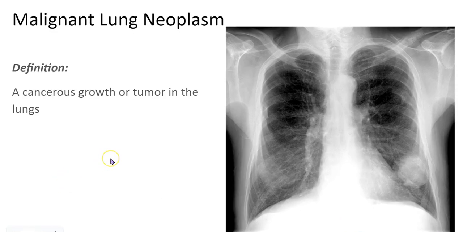So let's look at a malignant lung neoplasm. A malignant lung neoplasm is a cancerous growth or tumor in the lungs. And in this patient, you can see a large tumor here in the left lower lobe of the lungs. This would probably be biopsied. The sample of the tumor would be sent to lab where they would determine if this is cancerous or benign. And then certainly if it's determined to be cancerous, the patient would be referred to oncology where they could develop a treatment plan.